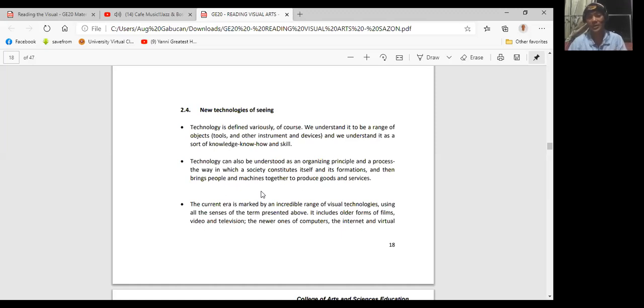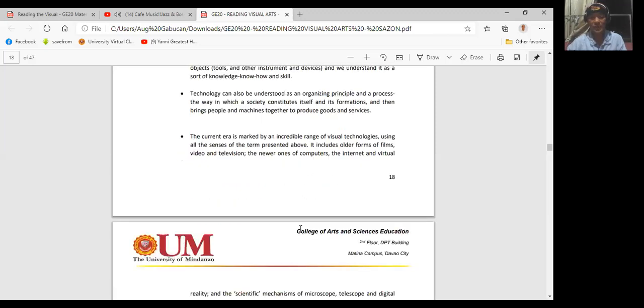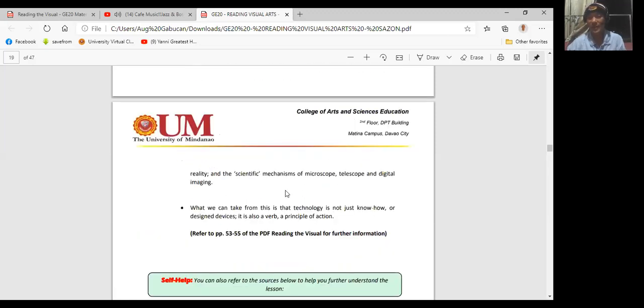So the current era in the making is marked by an incredible range of visual technologies using all the senses of the term presented above. It includes older forms of films, video, television, the newer ones of computers, internet, and virtual reality, and the scientific mechanisms of microscope, telescope, and digital imaging, especially photograph.